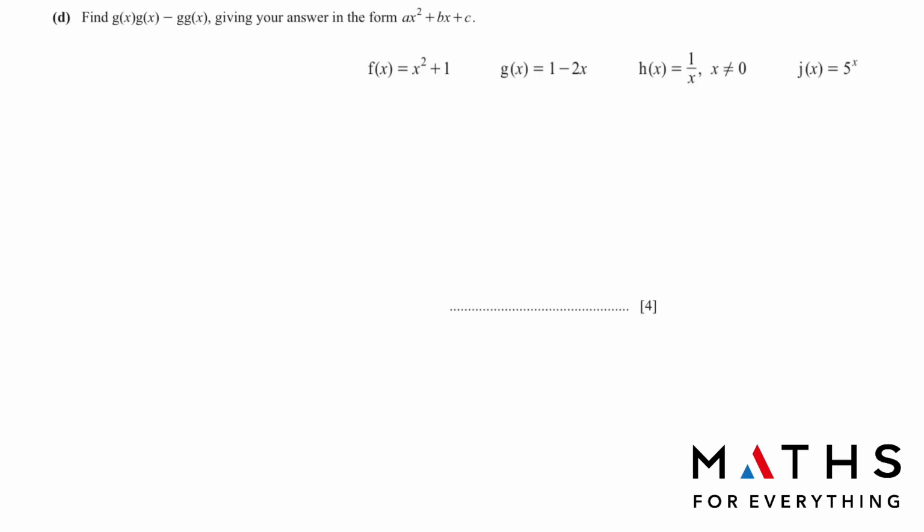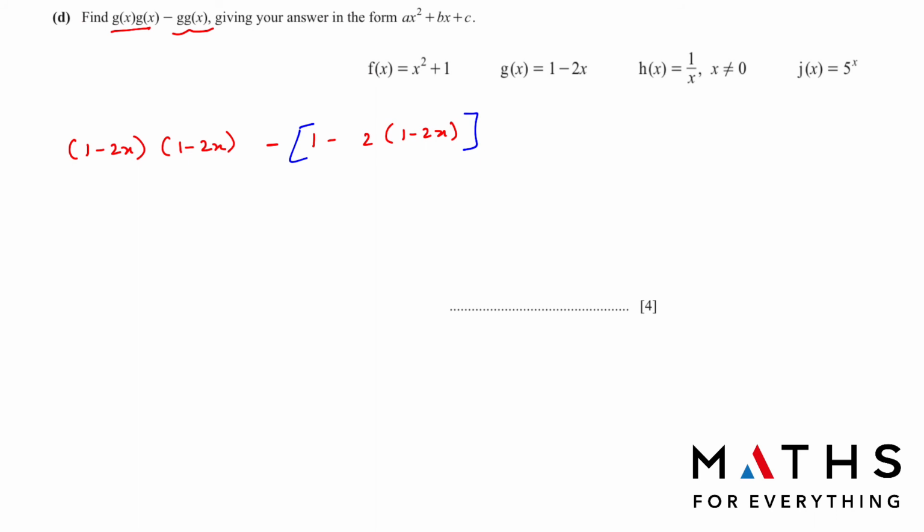In part D, we have find g of x multiplied by g of x minus g of g of x. So the first thing we need is the g of x, which is 1 minus 2x. The first part is 1 minus 2x multiplied by 1 minus 2x minus g of g of x. In the second part of the equation, we have to write g of x, but in place of x, we are going to again write g of x. And remember, there's a minus, so you have to put the whole thing in a bracket.